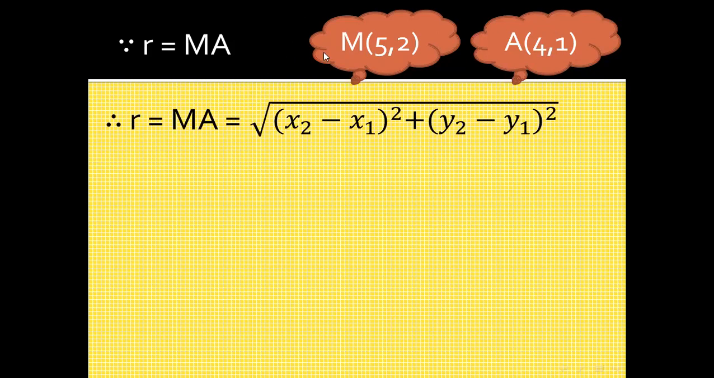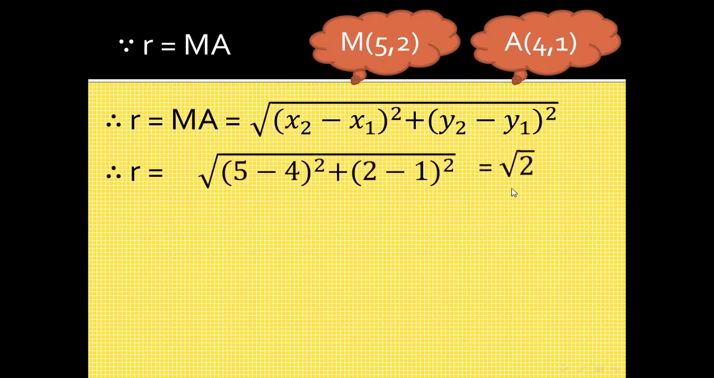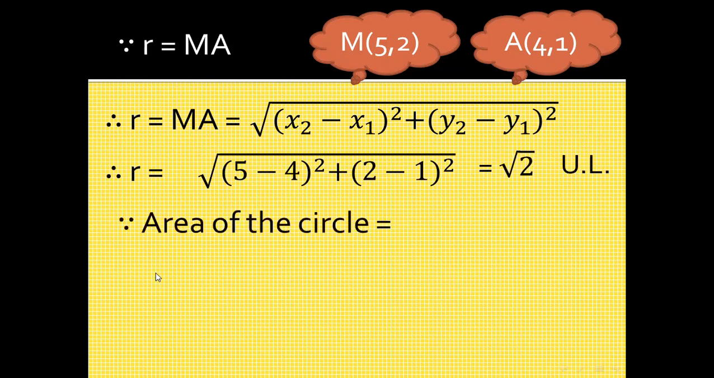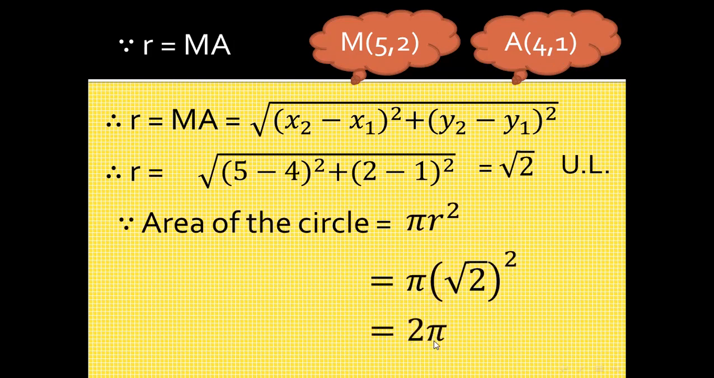Here we have M equals (5, 2) and A equals (4, 1). Then we use the rule of distance between 2 points to find the length of MA, which is equal to r. By direct substitution, r equals root 2. Then the area of the circle equals πr² equals π times (root 2)² equals 2π square unit.